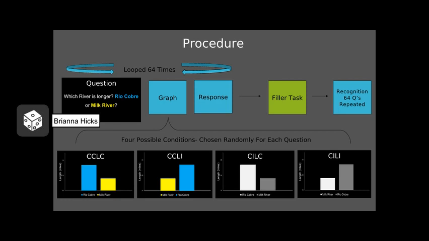To investigate our hypothesis, participants were shown a series of 64 questions about one topic, Jamaica. Each question was followed by a graph. There were 4 possible graph conditions that were randomly chosen for each question. Those were color consistent, location consistent; color consistent, location inconsistent; color inconsistent, location consistent; and color inconsistent, location inconsistent. The graph provided the answer to the question, and the process was repeated for all 64 questions.